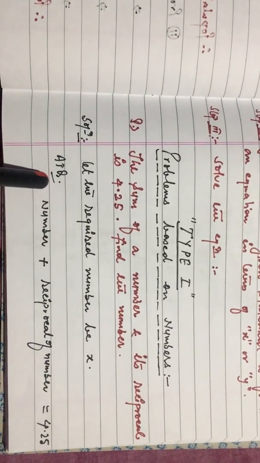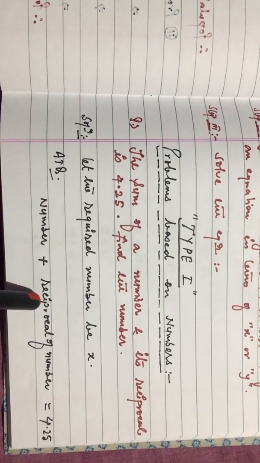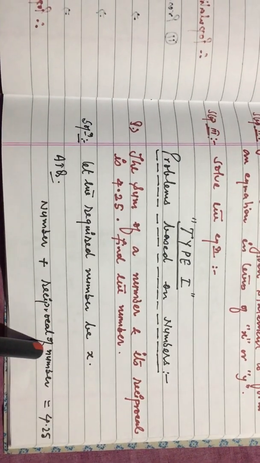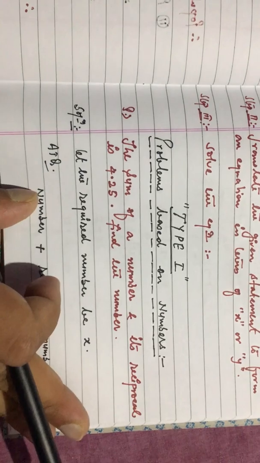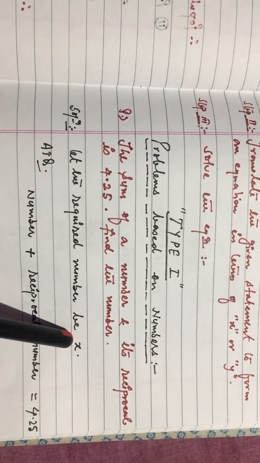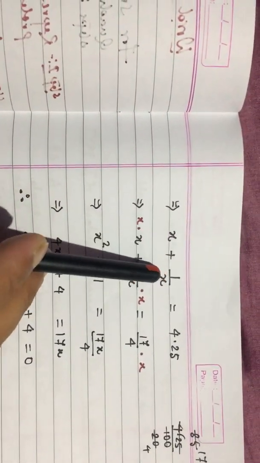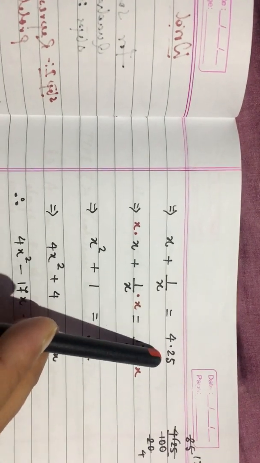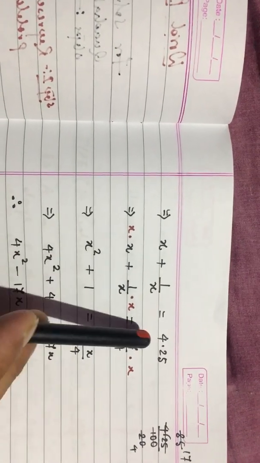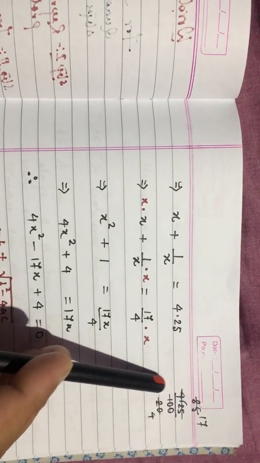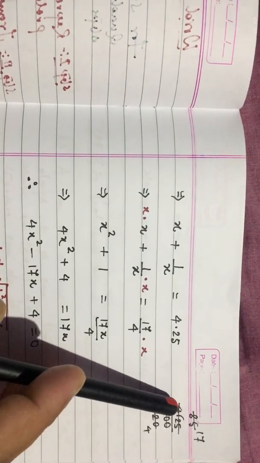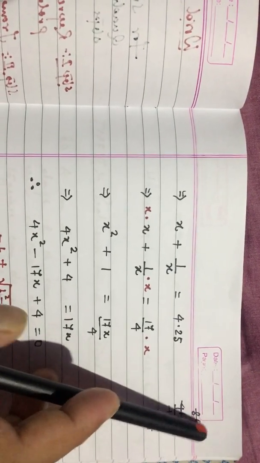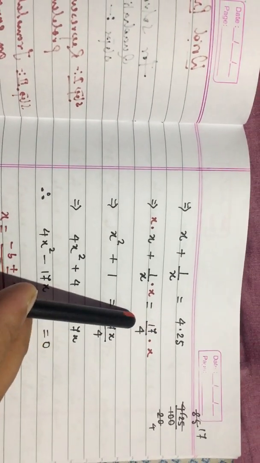According to the question, the number and its reciprocal, and their sum is 4.25. If the number is x, its reciprocal will be 1 by x. So x plus 1 by x equals 4.25. Change 4.25 into fractional form: remove the decimal, take 2 zeros, 425 by 100. Cancel by 5, 85 by 20, again cancel by 5, 17 by 4.